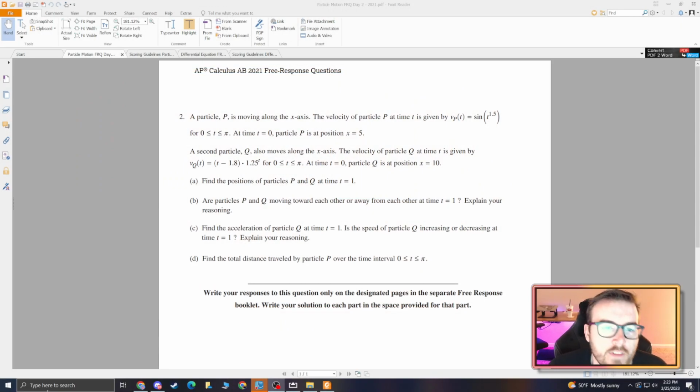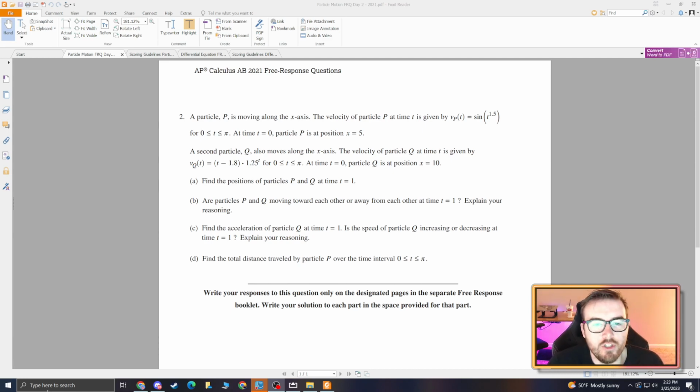All right. This is question 2 from the 2021 free response questions. Question 2 says, a particle P is moving along the x-axis. The velocity of particle P at time t is given by v_P(t) equals sine of t to some power, for t between 0 and pi. At time t equals 0, particle P is at position x equals 5. So they gave us a velocity function and an initial position, an initial condition, if you will.